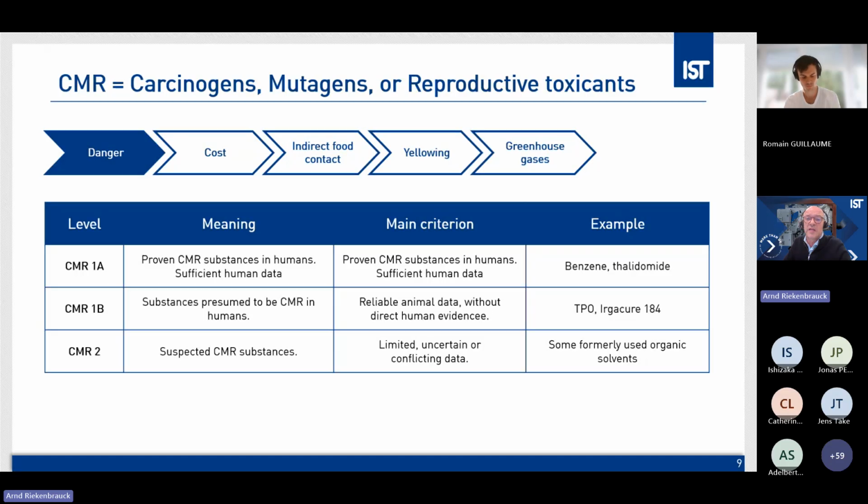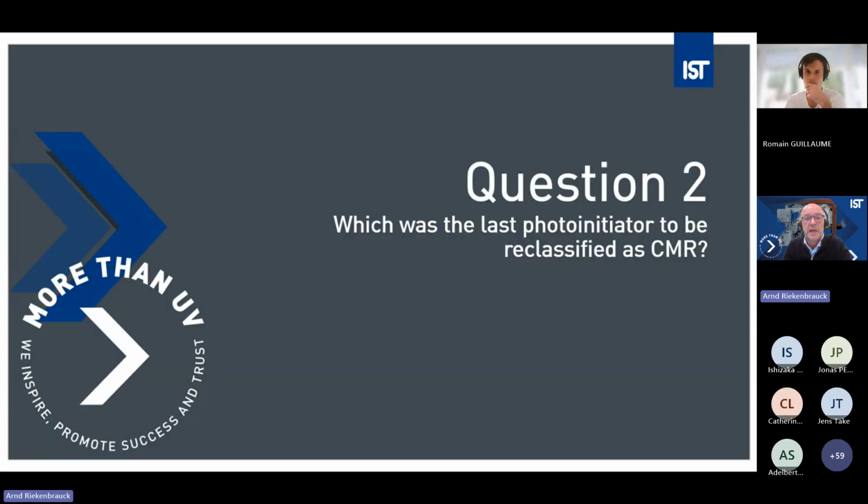So just as a question, which was the last photoinitiator to be reclassified as CMR? This is a tricky question because there have been recent developments that reclassified the reclassification. Yes, it's always moving. So you guys can answer the polls. We have, for the moment, 44% for the TPO, 5% for the TPOL, 26% for the 184, and 25% I don't know.